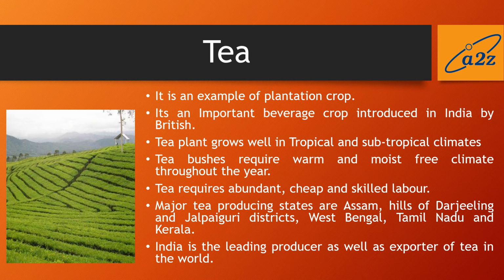Tea requires abundant, cheap and skilled labor. Major tea producing states are Assam, hills of Darjeeling in West Bengal, Tamil Nadu and Kerala. India is the leading producer as well as exporter of tea in the world.